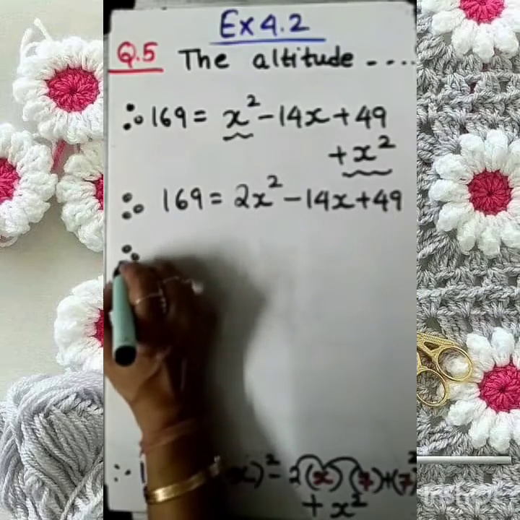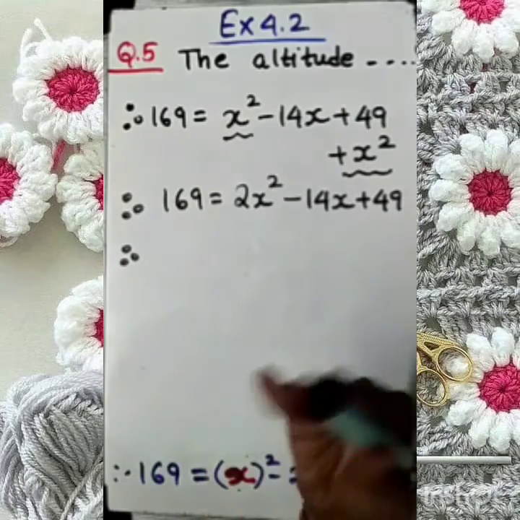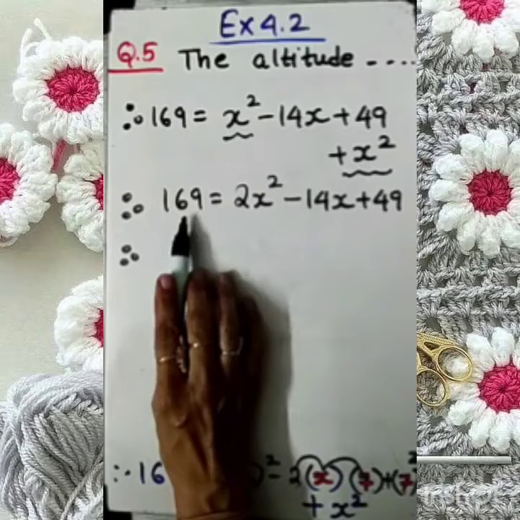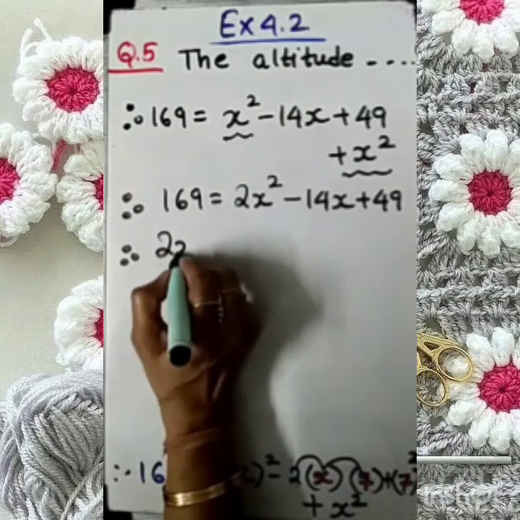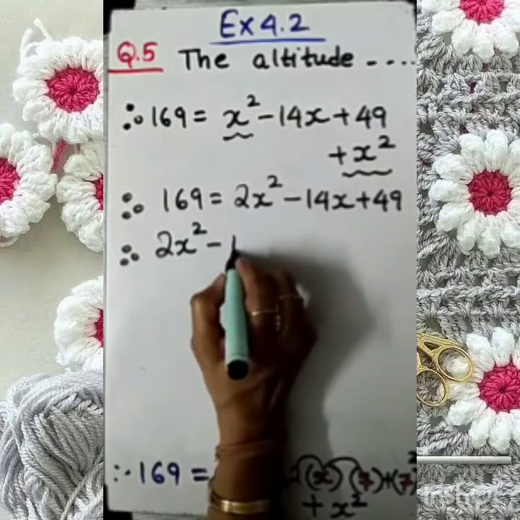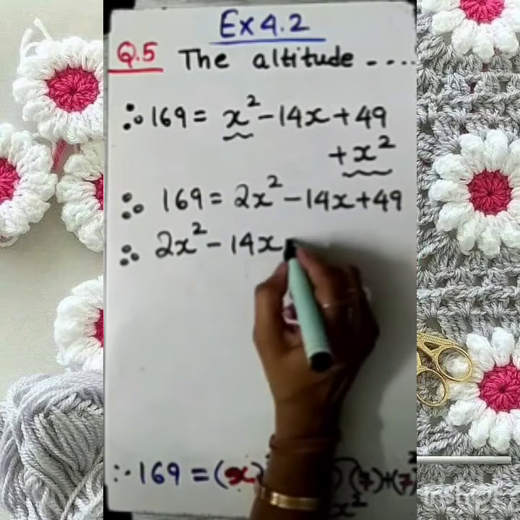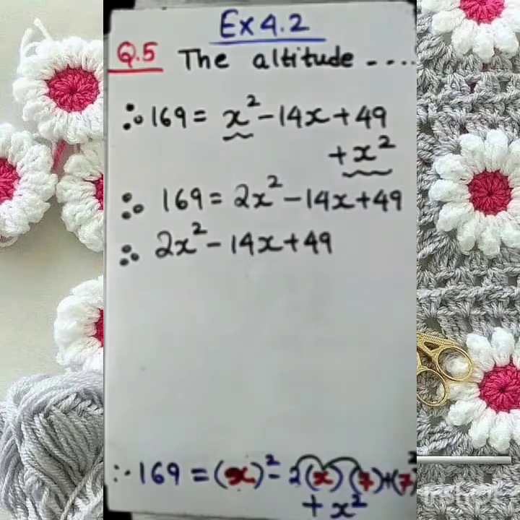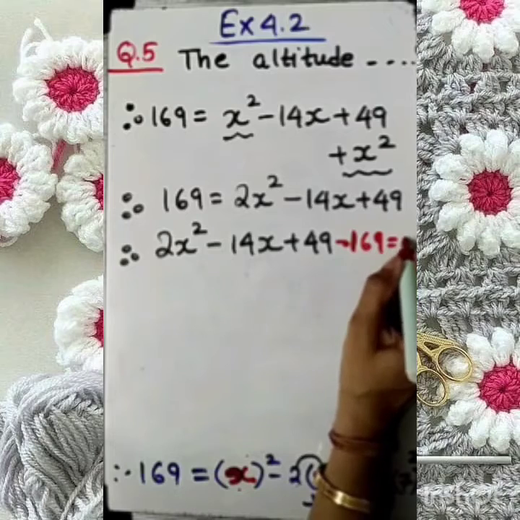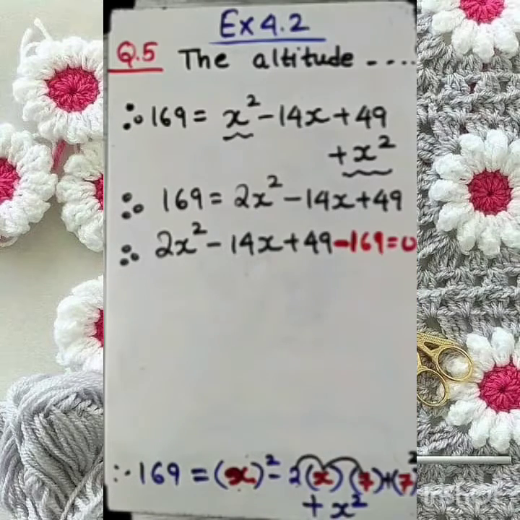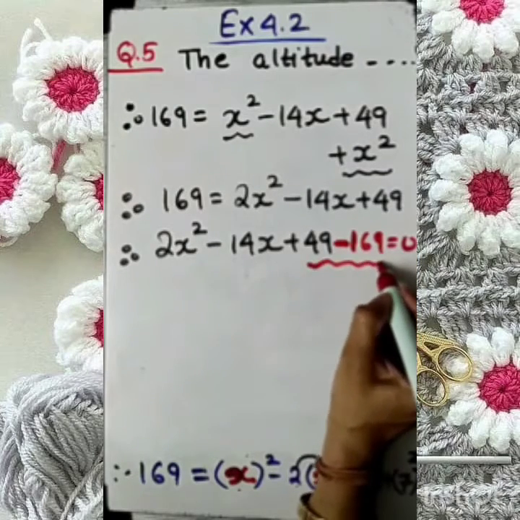Now what I am going to do, I am bringing all the terms to the same side. This 169 I am bringing to the right side, so it will become minus. So mine will have 2x square minus 14x plus 49 minus 169 equal to 0. So we need to simplify these two constant terms.